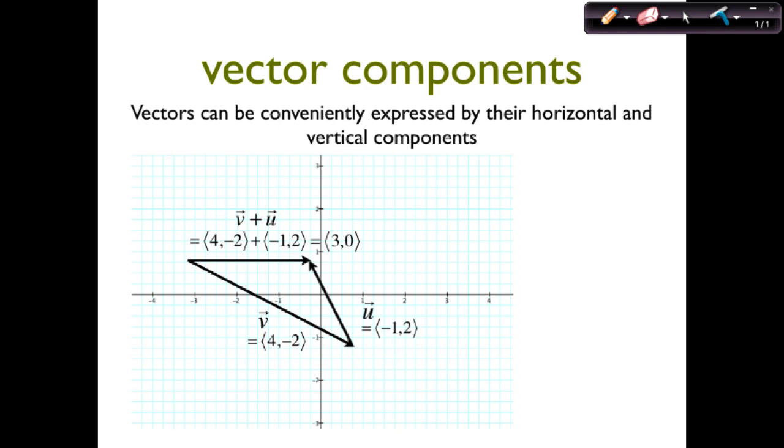And then you get 3, 0, and then we look at the picture as a check. Visually, does that look like 3, 0? Yep, 3 to the right and 0 up or down. Okay, we can also express that as 3i, right? 3 times the vector 1, 0. That'd be another representation.